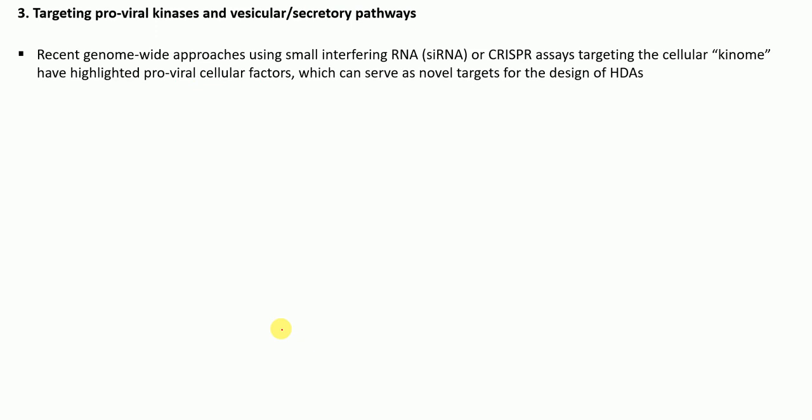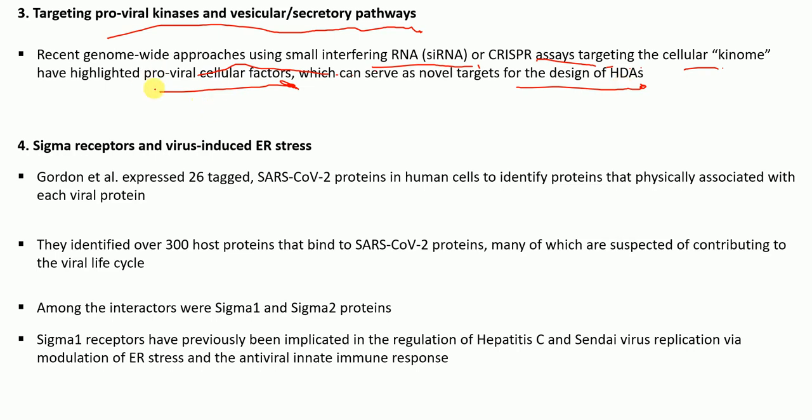A third example is that we can also target proviral kinases and vesicular and secretory pathways. Recent genome-wide screening approaches using small interfering RNAs or CRISPR-Cas assays targeting the cellular kinome have highlighted proviral cellular factors. Okay, so they can also serve as targets for host-directed antiviral agents. So we can target these proviral kinases and vesicular and secretory pathways to develop antiviral drugs. And we can also target sigma receptors and virus-induced ER stress.